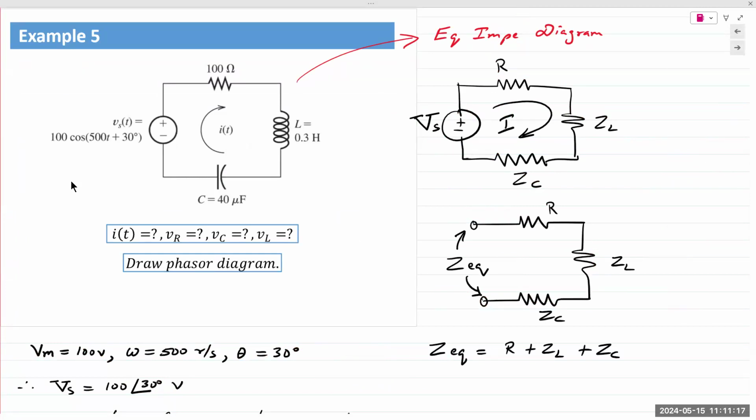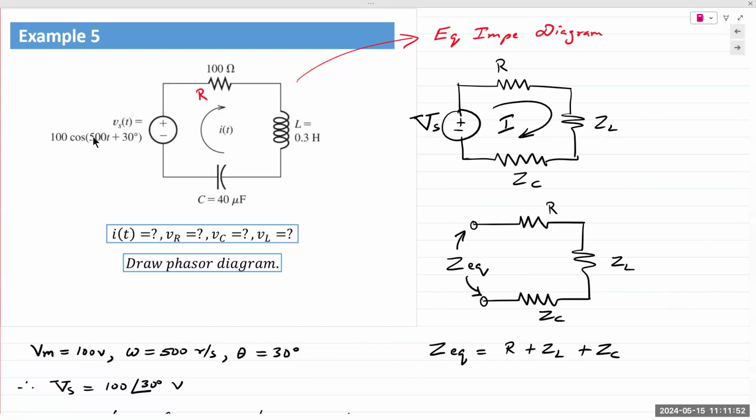Okay, so example 5. We look at it and we see it's comprised of 3 components, R, L, and C. We can also call this an RLC circuit. So again, an RLC circuit with a voltage source Vs. Some other things that are given to us are the component values. The current direction is also marked in there.